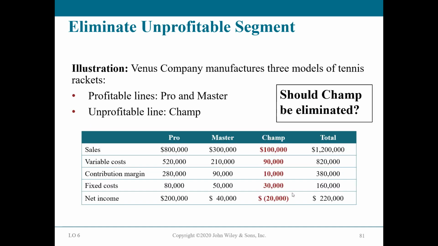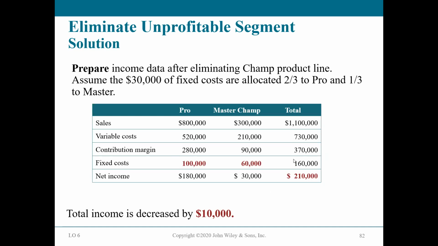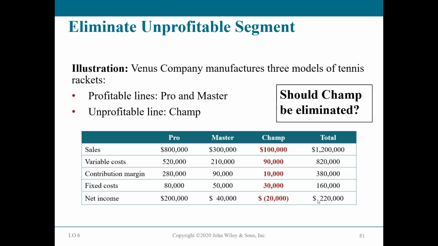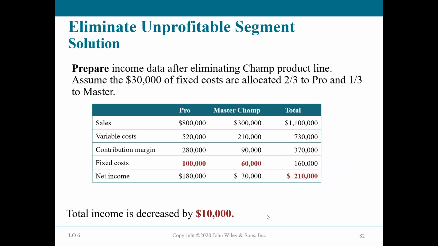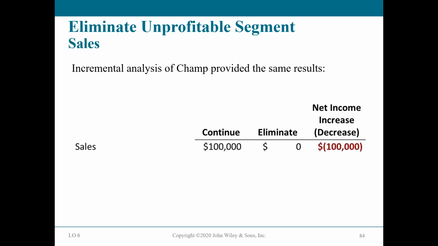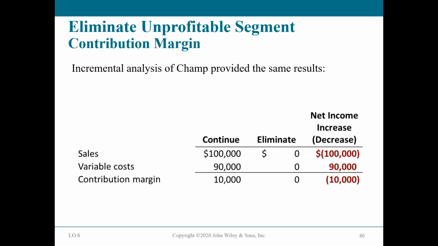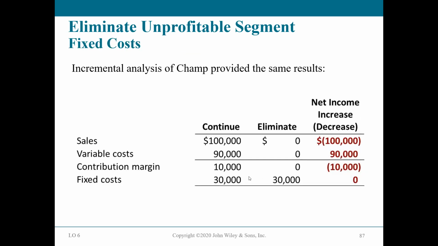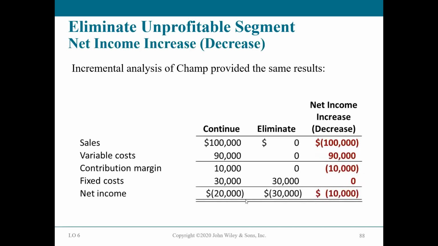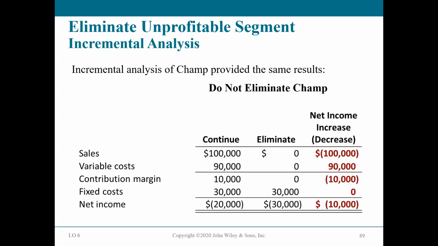Okay, so in this case, the $30,000 from Champ in fixed costs needs to be absorbed. So our 160 remains. The other variable components are adjusted accordingly. So our net income under this situation would be 210 versus 220,000 originally. So income actually decreases. They should keep it. So you see our contribution margin of 10,000, our fixed cost of 30. Therefore, it has a $10,000 reduction in our contribution margin. Another way to look at: do not eliminate Champ.